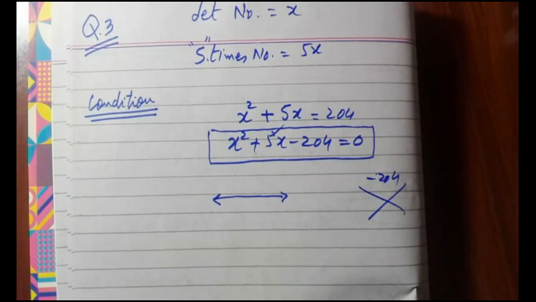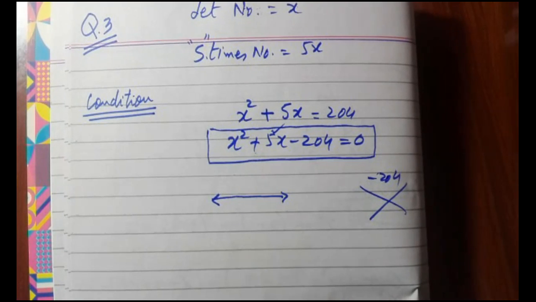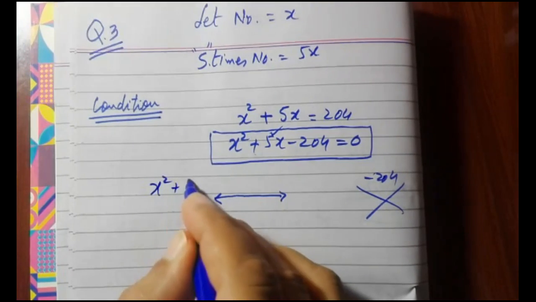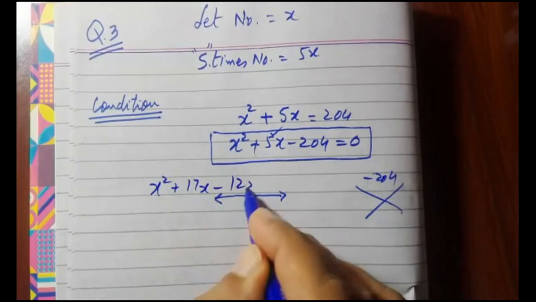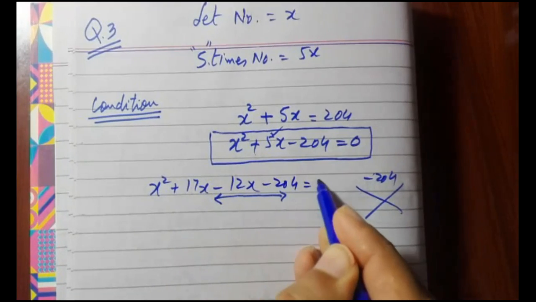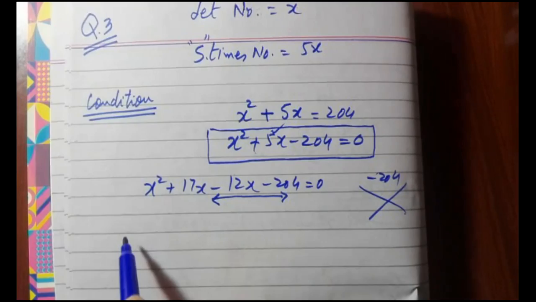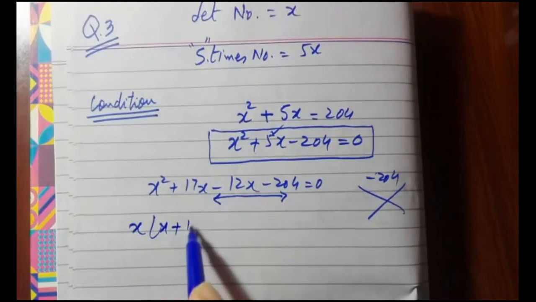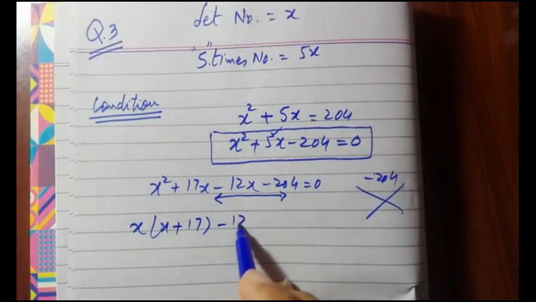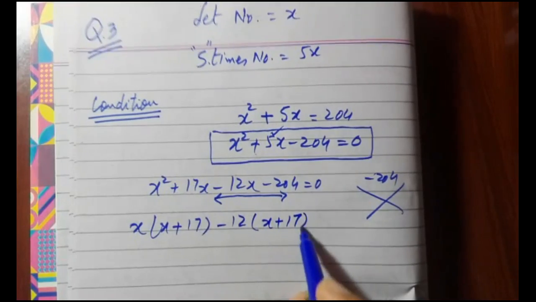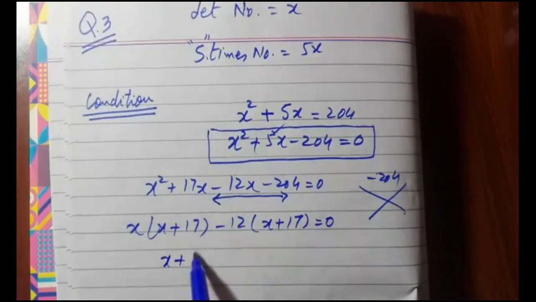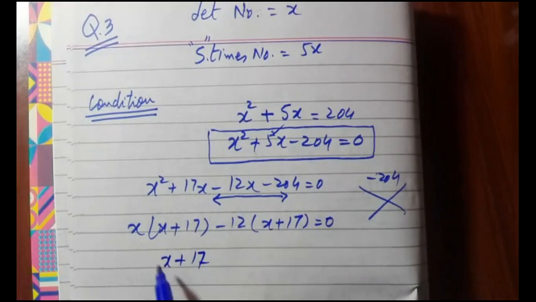17 and 12, that is 17 minus 12. If you work it out, x square plus 17x minus 12x minus 204. I am solving this question because I have to explain one more thing in it. x times x plus 17, and once you take minus 12, it will become x plus 17 equals 0. So the factors will become x plus 17 and x minus 12.